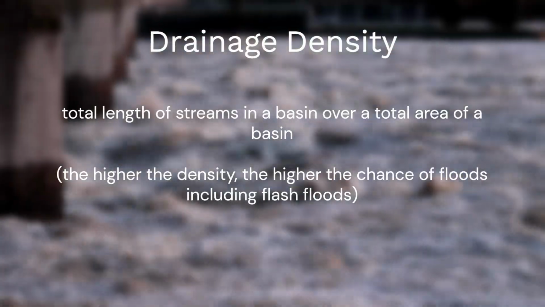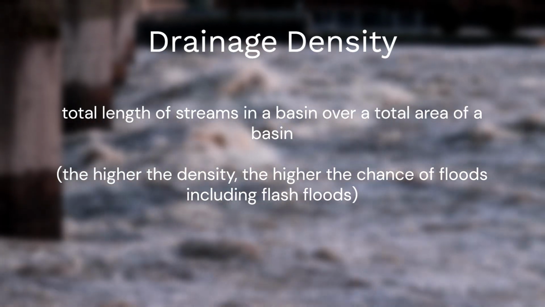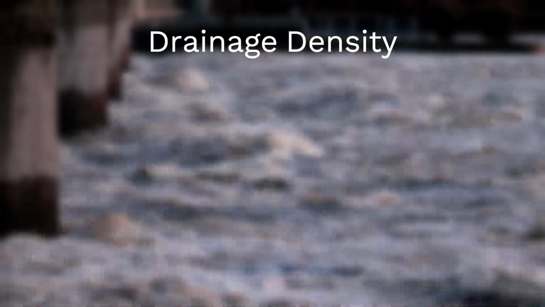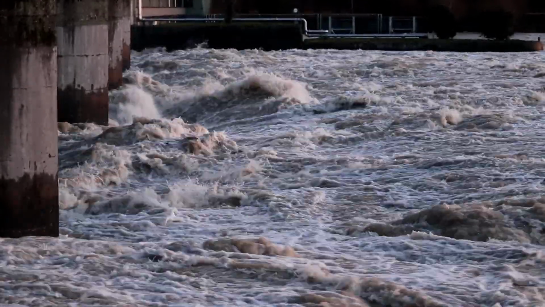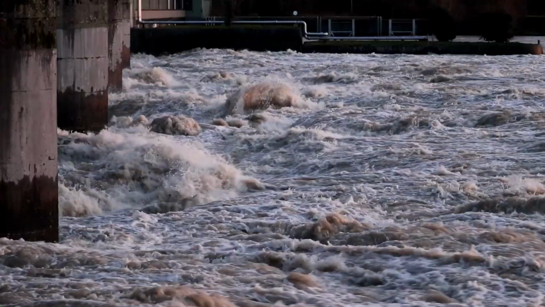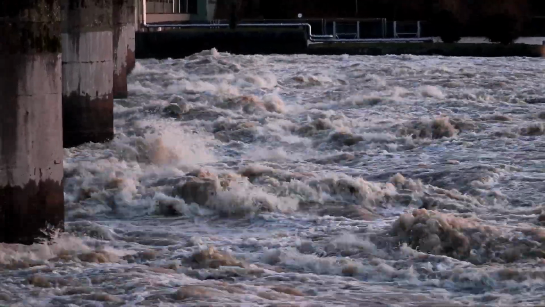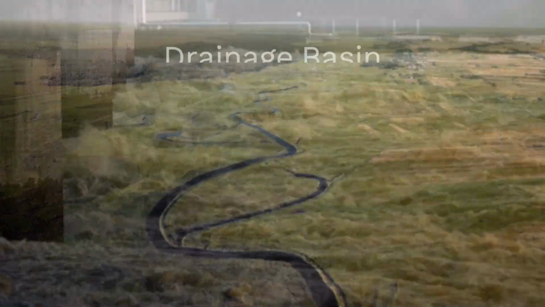Next is the impact of drainage density on flood risk. Higher drainage density, which indicates more streams in a given area, can lead to quicker water flow and a higher likelihood of flooding, including flash floods. Understanding this relationship helps in managing and mitigating flood risks in drainage basins.